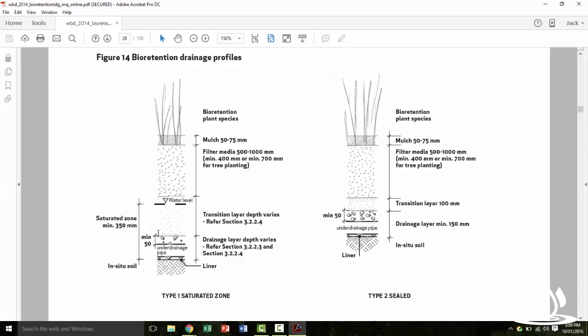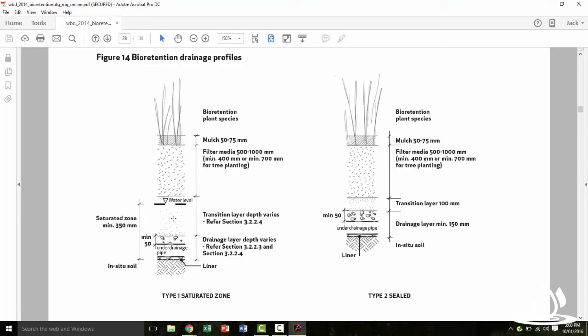depth of the sandy transition layer is a lot thicker, right? So we can see in the type 2 sealed, we've got about 100 mils of transition layer. Over here we've got a much thicker layer of sand for the transition layer, and that varies depending on the design, and this document references us out to another section with some more detailed information. But going below that, then we get to the gravel, we get to the under drainage pipes, and there is an impermeable liner to seal the base of the system, because we've got a water store, right? So we need to seal the thing up so it retains water.